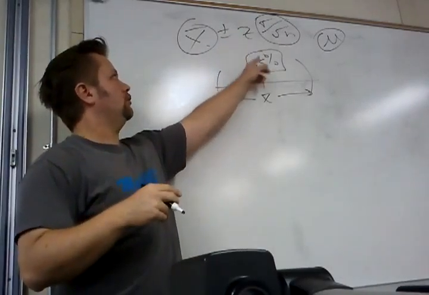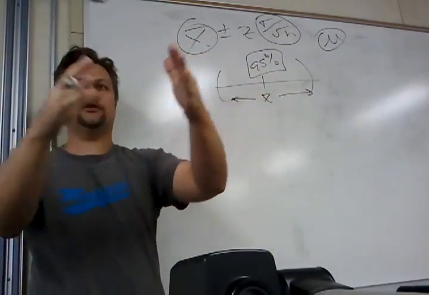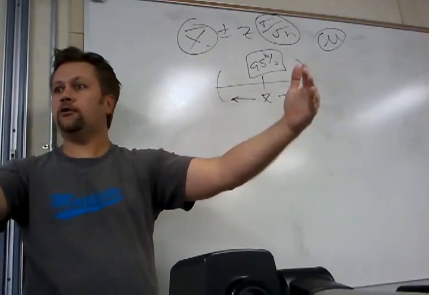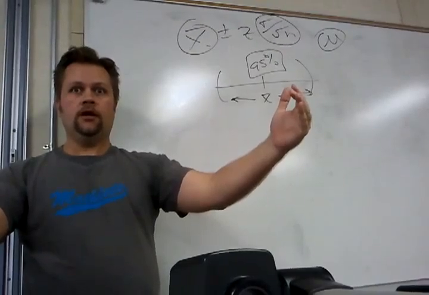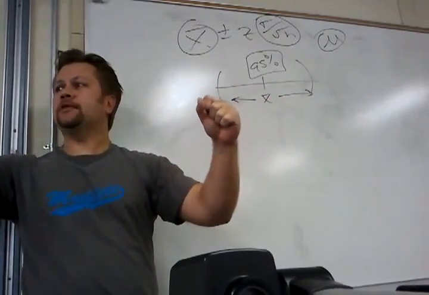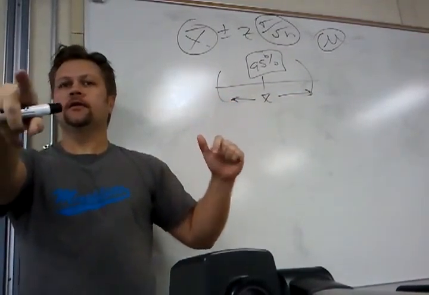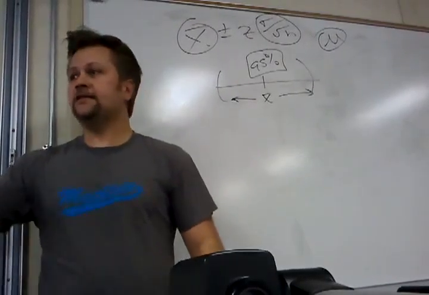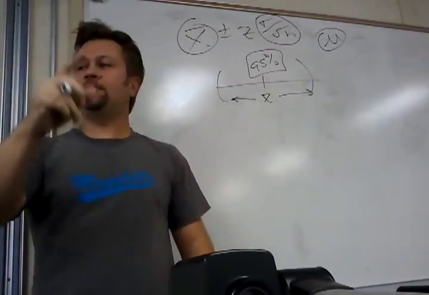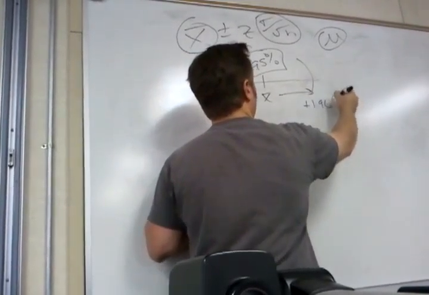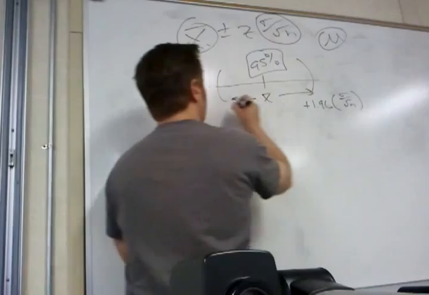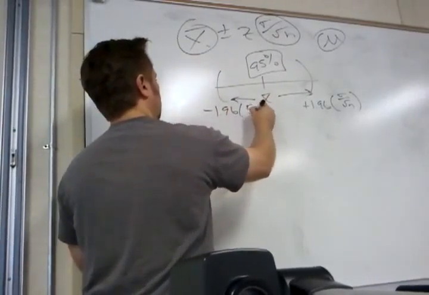And who remembers from the empirical rule, what should this be close to? How far do I have to go out to catch 95% from the empirical rule? 2. And what it really is, you're saying that's 90%. What is it for 95%? 1.96. Cool. So I have to go up 1.96 standard deviations and down 1.96 standard deviations.